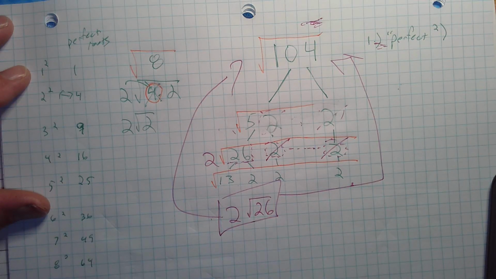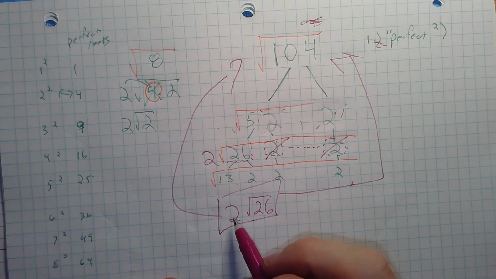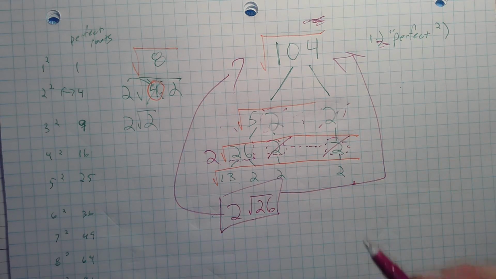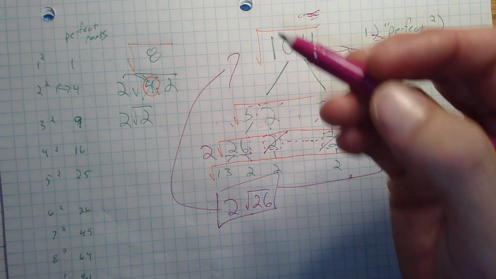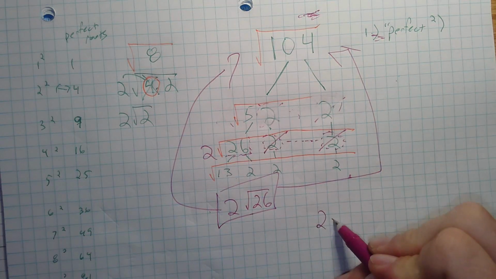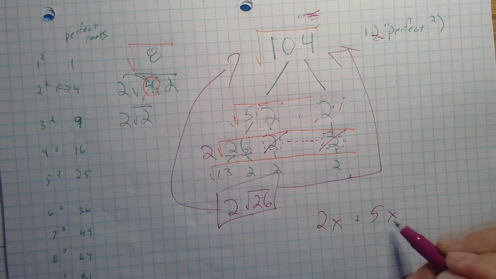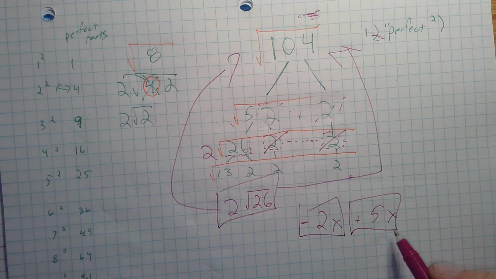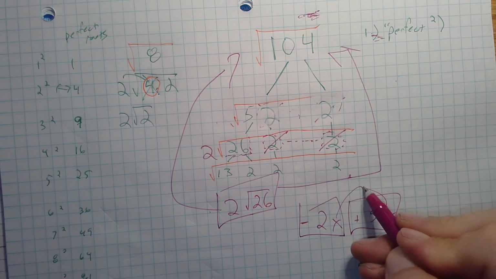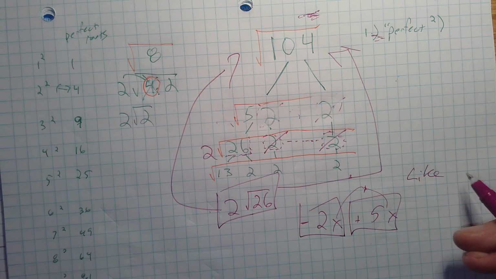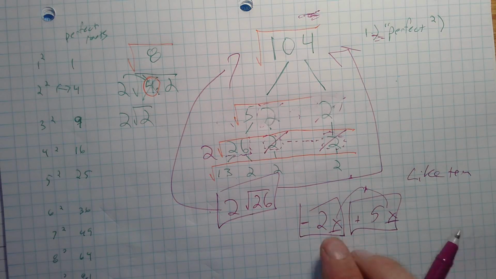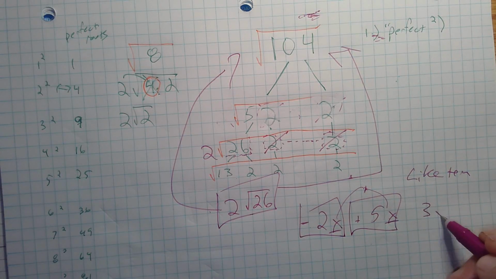Say for instance I wanted to add radicals together. Just like adding like terms together, or combining like terms, like a negative 2x and a 5x. If I wanted to combine these two terms, I can, because these are like terms. They both have an x. This one's negative, this one's positive. I combine them together, it makes a 3x.